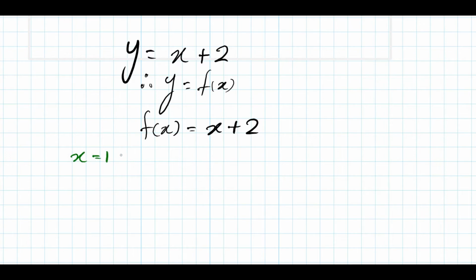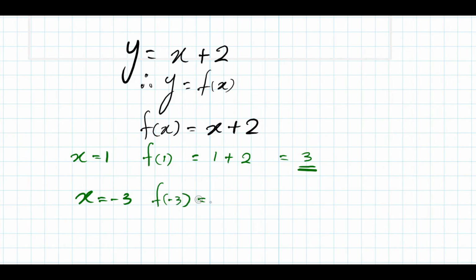Let me substitute x equals 1. Then f(x) can be represented as f(1) because I am substituting 1. Then all the x's in the function are replaced by 1. Then I can get the answer. It's a simple trick. Let's substitute some negative values. x equals minus 3. Then f(minus 3) equals minus 3 plus 2. We all know the answer is minus 1. This is one usage of f(x).